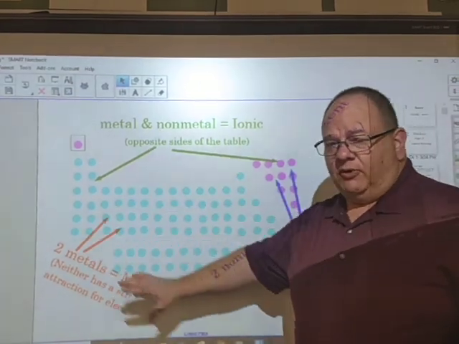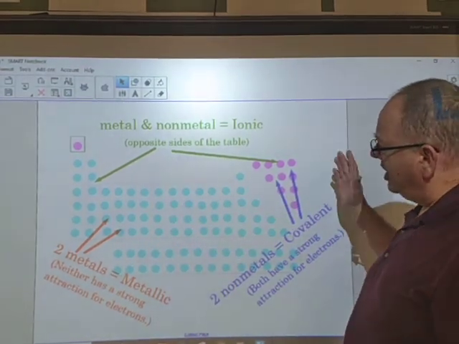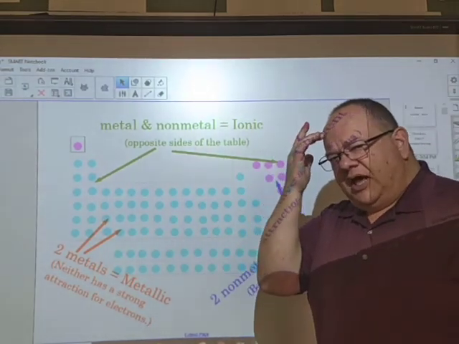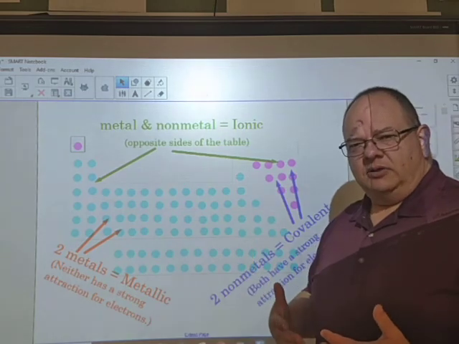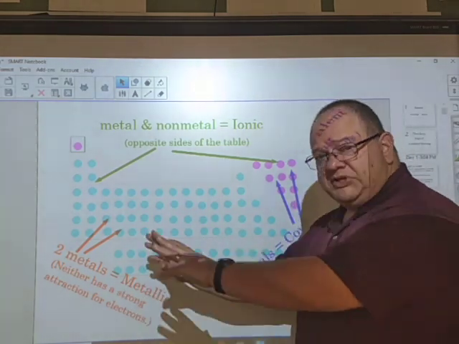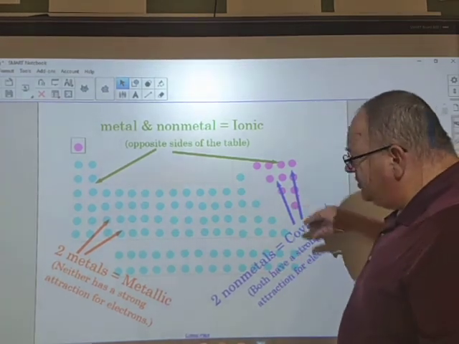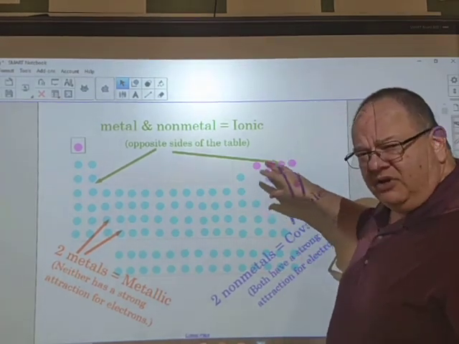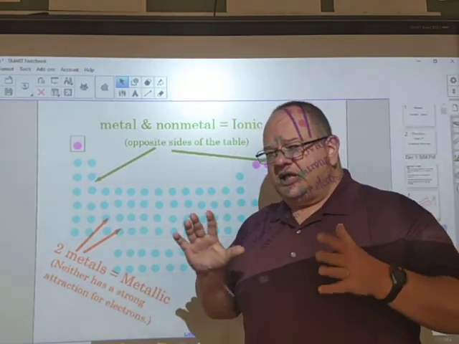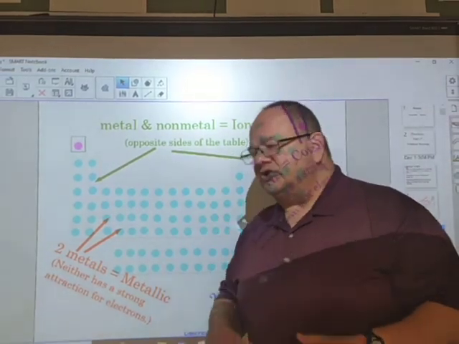So just looking at the table, if you had a metal and a non-metal, my first thought in my head is that's going to lean towards ionic. If I have two metals, metallic bonding, and if I have two non-metals or maybe non-metals and metalloids, I'm thinking covalent bonding. Okay, that's a real good rule of thumb for starters.